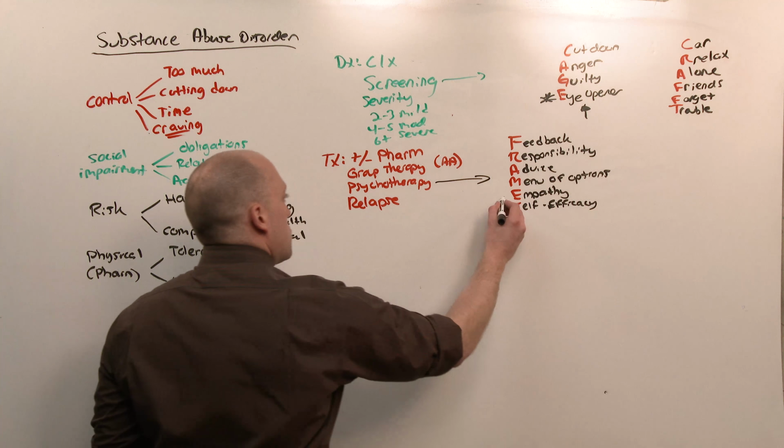Empathy comes in two ways. There's two things I want to teach you. The first is the stages, and these stages might actually be tested. There are 5. Pre-contemplative, contemplative, preparation, action, and maintenance.